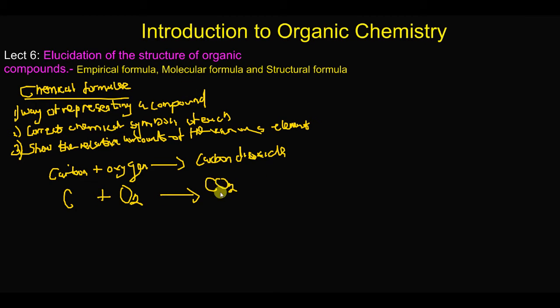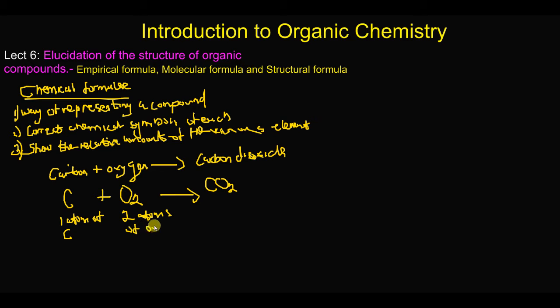Now a chemical formula is a way of representing the compound using the correct chemical symbols, showing us also the relative amount of each of the elements within a compound. Here we have only one atom of carbon that combined, and here we have two atoms of oxygen. Have you gotten that?